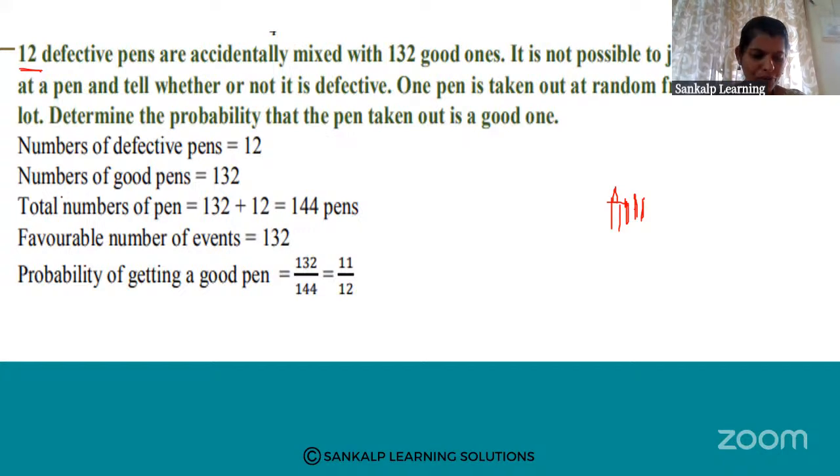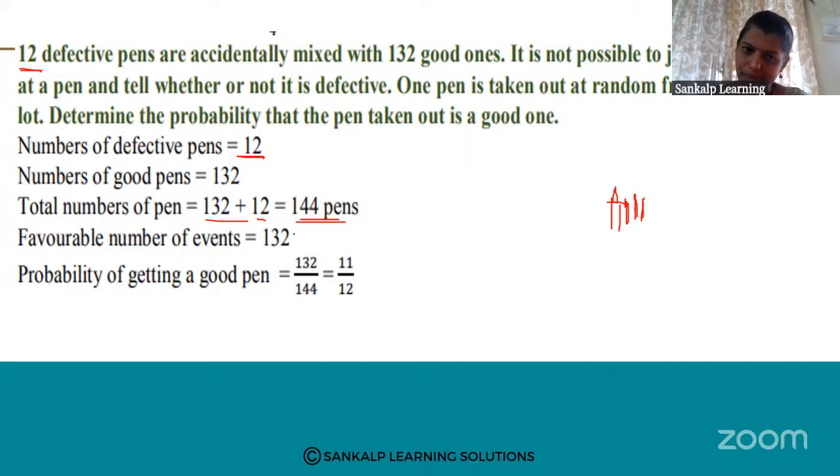So number of defective pens is 12. Number of good pens, how many good pens are there? 132, right? Total number of pens. So total number of pen ನಾವೇನ್ ಮಾಡಿದೀವಿ, ಆ ಲಾಟ್ ಅಲ್ಲಿ we are mixing good pen and defective pens. Therefore 12 defective pens are there and 132 good pens are there. So total number of pens 132 plus 12 is 144 pens, right?